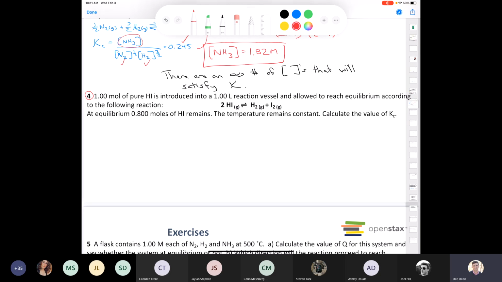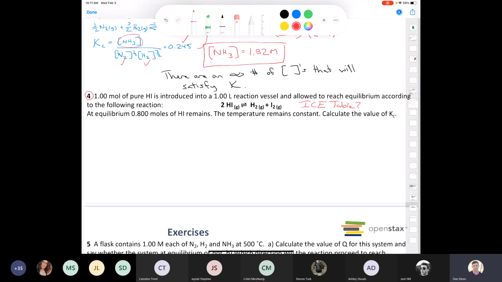Let me ask you a different question, since maybe nobody did the problem. Has anybody here heard of an ice table before? An ice table? Yes. I don't mean a table made out of ice. Okay, good. So ice table, ICE stands for initial, change, and equilibrium. If you've never heard of an ice table, don't worry about it, because I'm going to teach you what an ice table is in this problem.